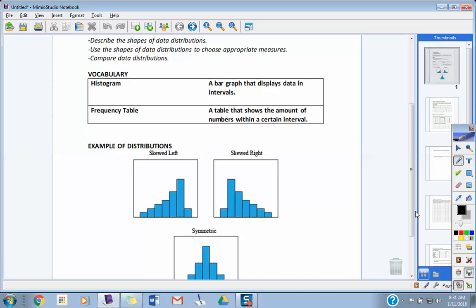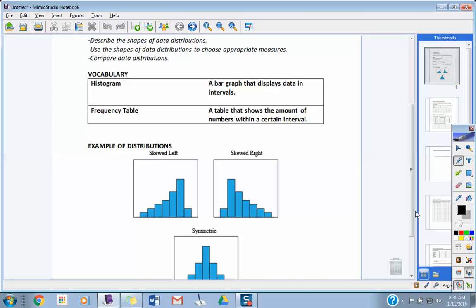And then also the other one that we're going to talk about today is frequency table. And a frequency table is simply a table that's going to show the amount of numbers within a certain interval. All right, it's going to show how many people are within that age range of 10 to 19. In this group, how many people are there? 7, 11, 12, 13, 14, 15, 16, 17, 18. There's 19 of you. So on that frequency table, if I said how many people are between the ages of 10 and 19, you would put the number 19 next to it. There's 19 of you that are in there.